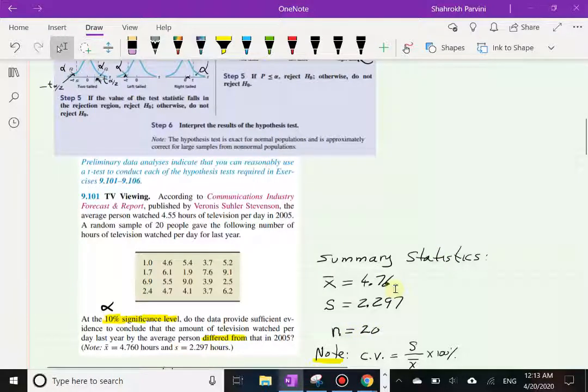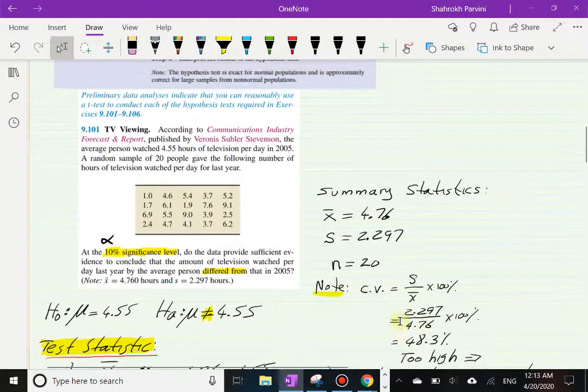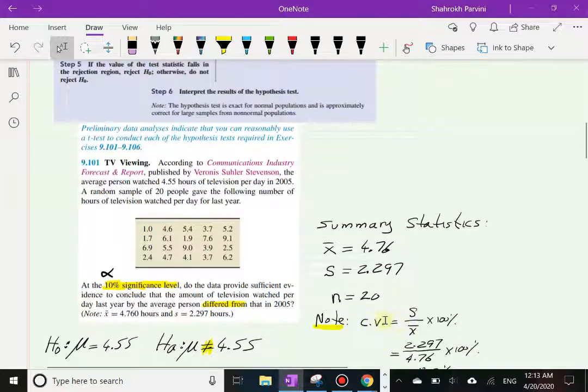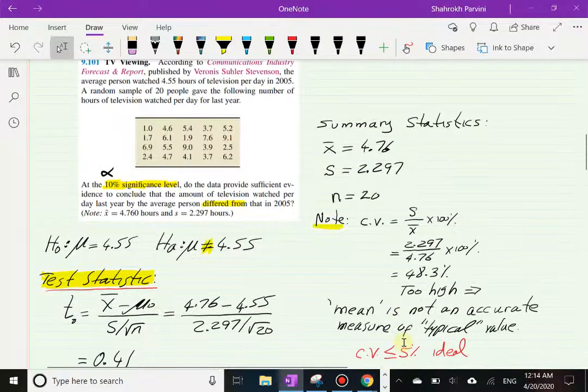Now, one thing, by the way, if you look at the ratio of the standard deviation, 2.3, almost to 4.76, that's a pretty high ratio. And I may have mentioned it, but we have one measure of variability, that's CV, coefficient of variation. That's what this is, which is the ratio of S divided by X bar times 100%. And this ratio turns out to be 48.3, which is pretty high.